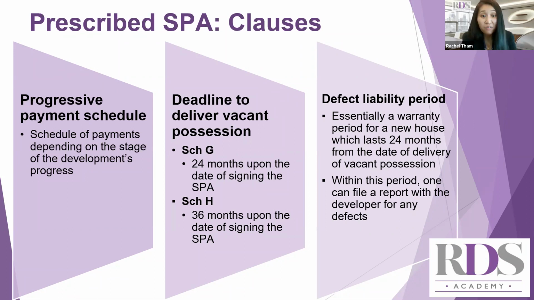Next, the prescribed SPA also includes a defect liability period. Essentially, a warranty period for a new house which lasts 24 months from the date of delivery of vacant possession. Within this period, one can file a report with the developer for any defects. The law has made it compulsory for the developer to make repairs at no cost to the buyer.